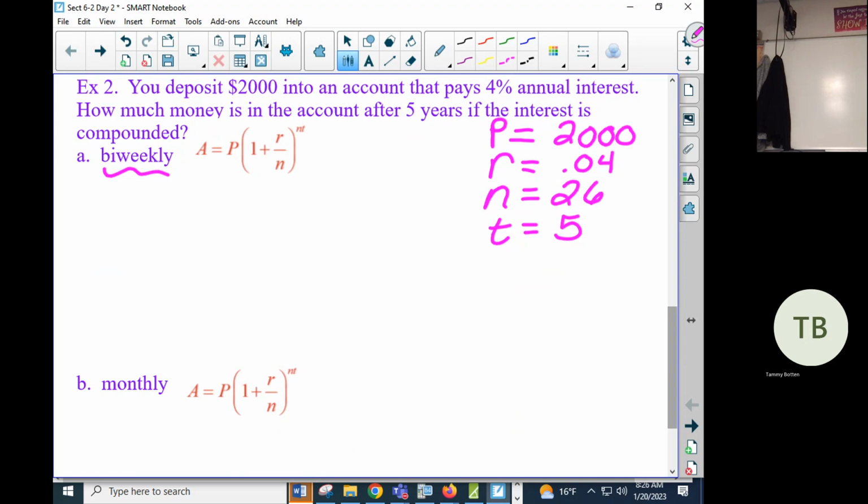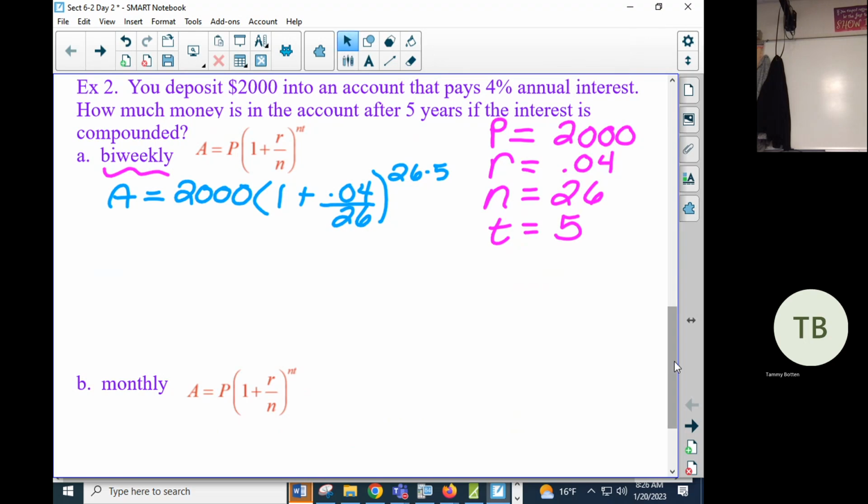So let's go ahead and put that in. So we have A equals P is 2,000. And then that's 1 plus R is 0.04 divided by 26. All to the 26 times 5 power. Okay. Big thing you have to remember is you're going to have a parenthesis here and a parenthesis here. And if you have an older calculator, you're going to do parentheses there. Okay.